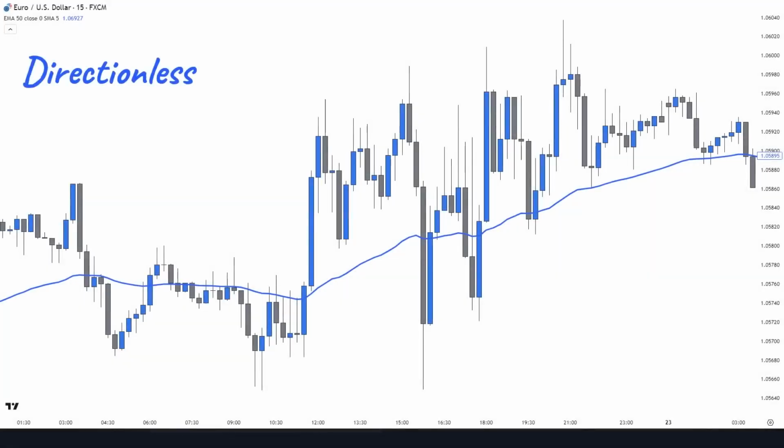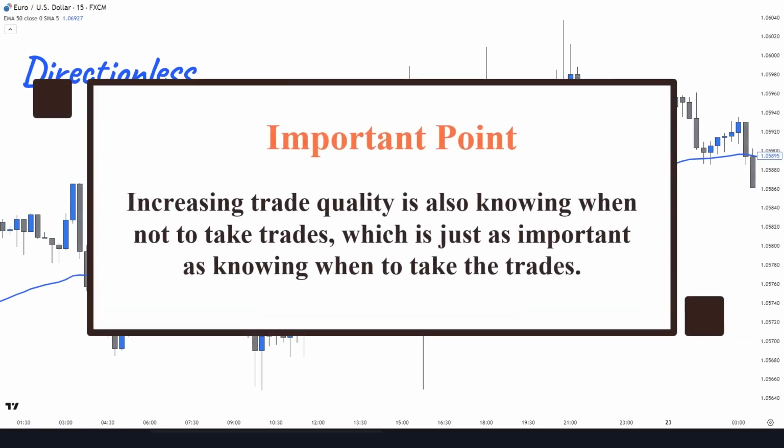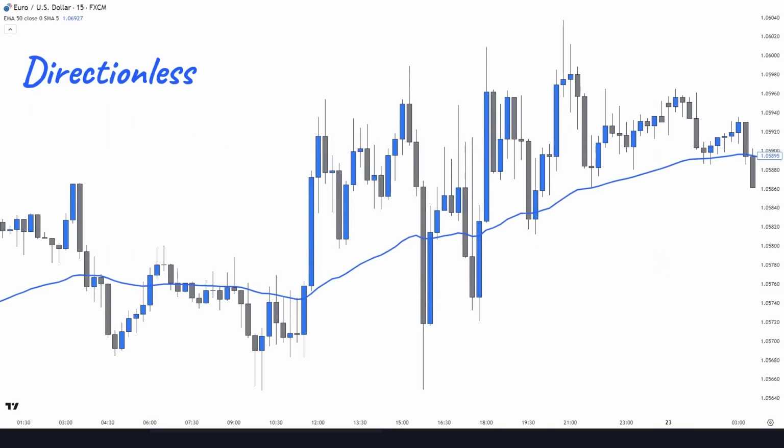If the price continuously breaks the 50 EMA to both sides and does not have a clear trending movement, that's when we stay away from the market. Increasing trade quality is also knowing when not to take trades, which is just as important as knowing when to take the trades. So, we need to wait for the trend to become clear in order to look for trading opportunities.